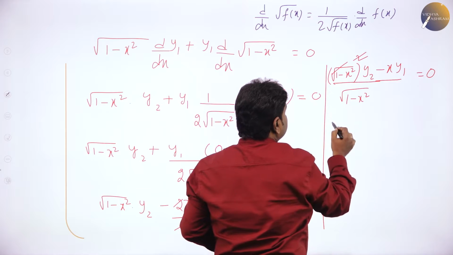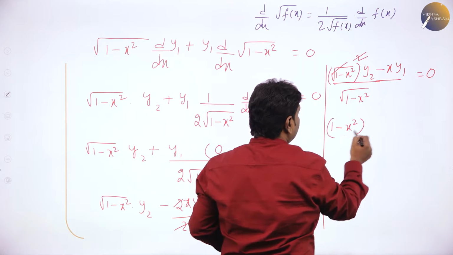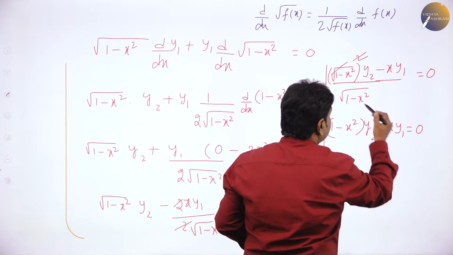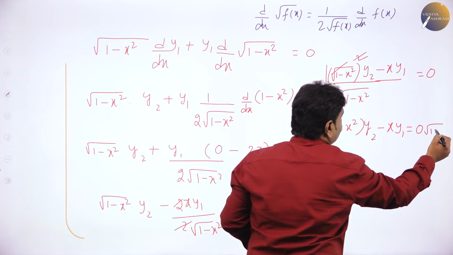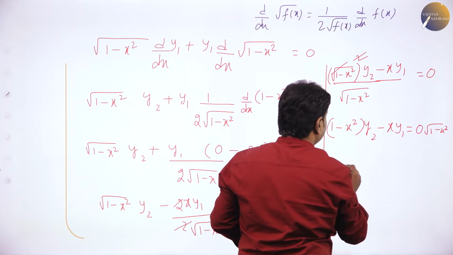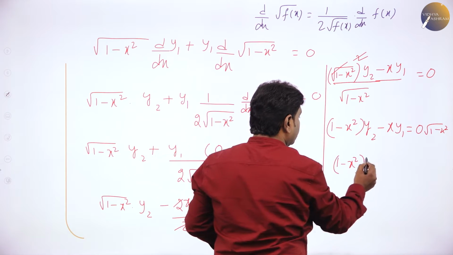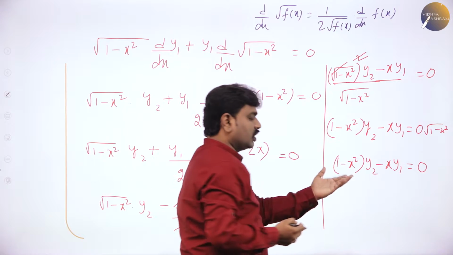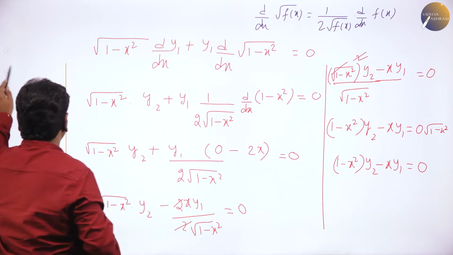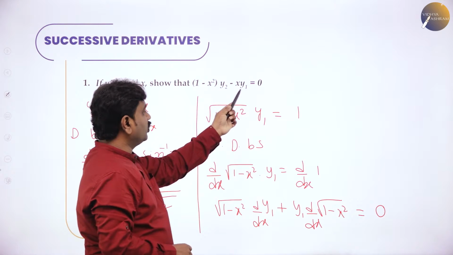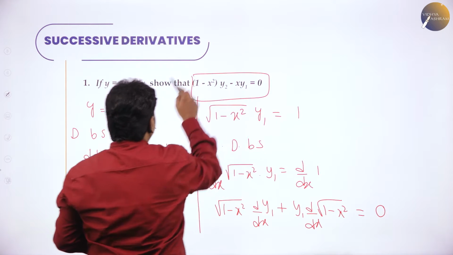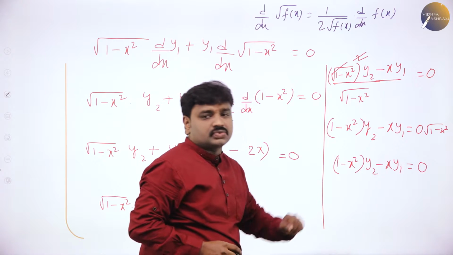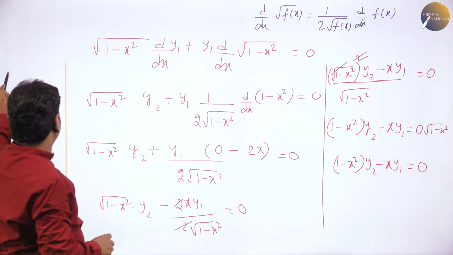So the square root cancels. I am left with 1 minus x square into y2 minus xy1 is equal to 0. The denominator you transfer to that side into root of 1 minus x square. So that is 1 minus x square into y2 minus xy1 is equal to 0. This is what we need to prove. If you observe, they are asking to prove 1 minus x square into y2 minus xy1 equal to 0. And we got this. Let me go on explaining this.